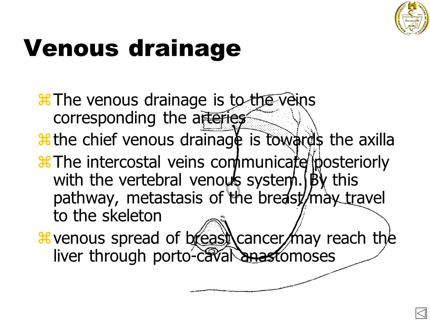The venous drainage corresponds to the arteries. The chief venous drainage is toward the axilla. The intercostal veins also communicate posteriorly with the vertebral venous plexus. This communication has no valves, so metastasis can spread from the breast toward the skeleton, and this explains the metastasis of breast cancer toward the skeletal system, the back, and the vertebral column. The venous spread of breast cancer may also reach the liver through portal-caval anastomosis.